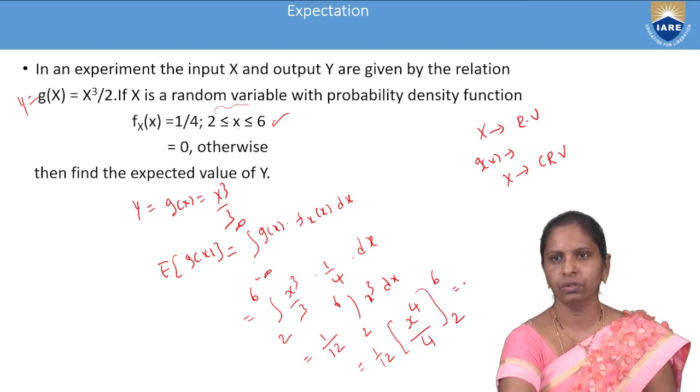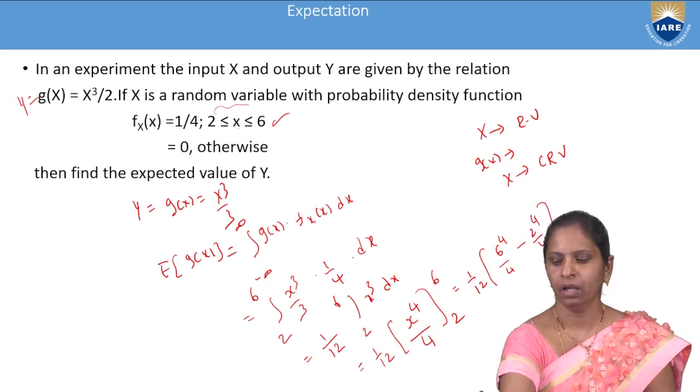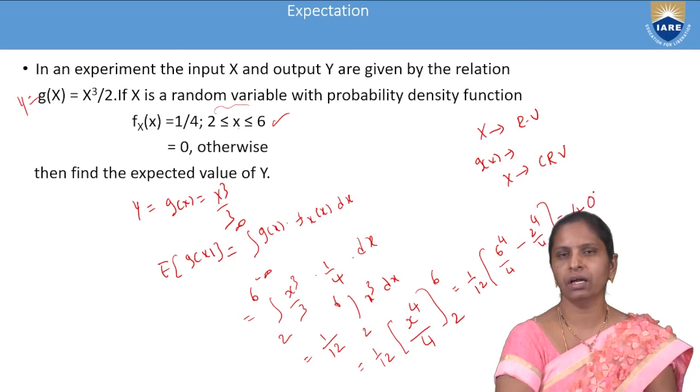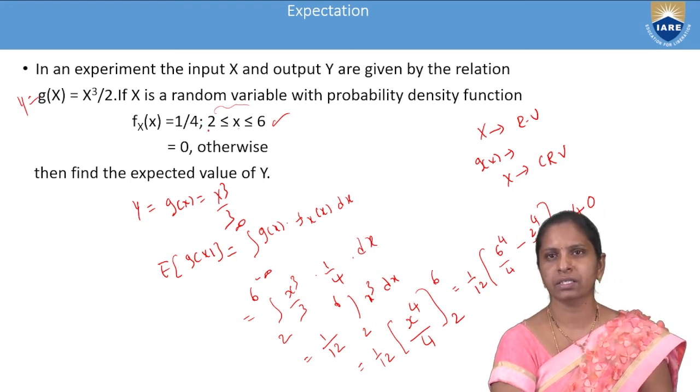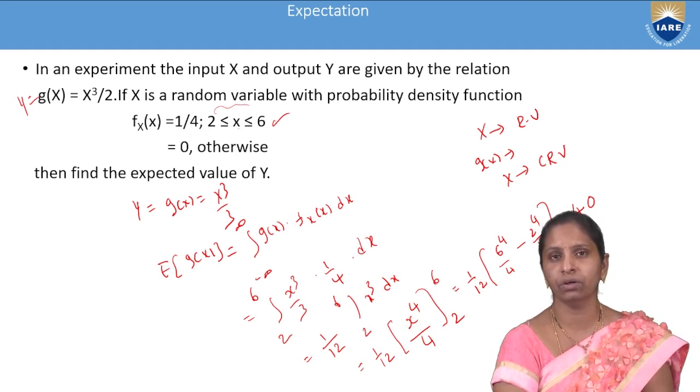So that equals 1 by 12. Substitute the upper limit. So in place of x, how to substitute? 6 power 4 by 4 minus the lower limit 2, so 2 power 4 by 4. If I simplify, I'll get the answer 40. So this is the expectation of the function x cube by 3, where the density function f of x is 1 by 4 and x is defined from 2 to 6. Like that, you can calculate the expected value of a function of a random variable x.